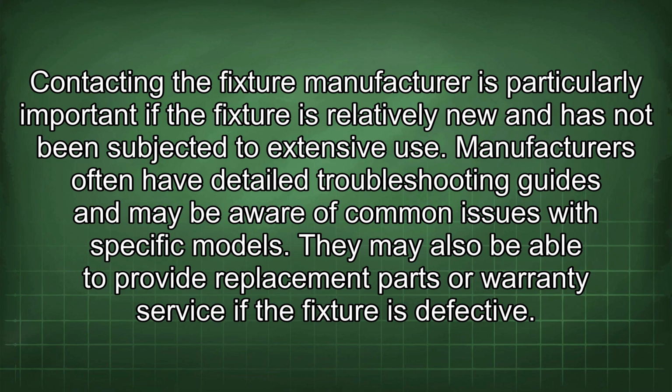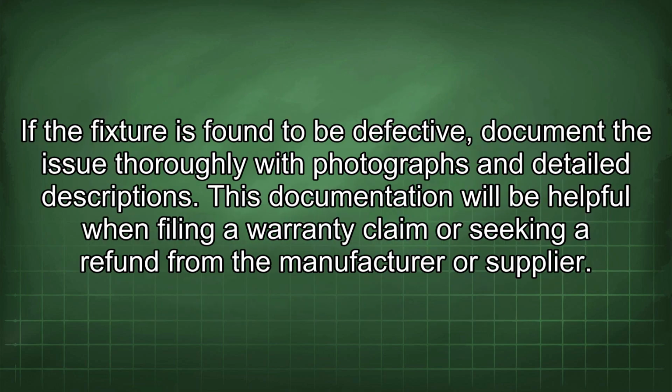Manufacturers often have detailed troubleshooting guides and may be aware of common issues with specific models. They may also be able to provide replacement parts or warranty service if the fixture is defective. If the fixture is found to be defective, document the issue thoroughly with photographs and detailed descriptions. This documentation will be helpful when filing a warranty claim or seeking a refund from the manufacturer or supplier.